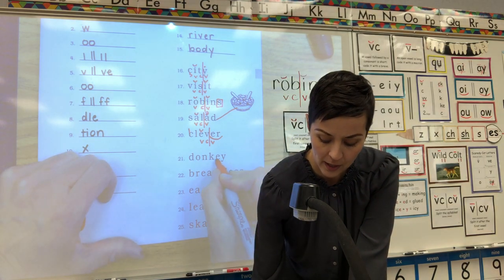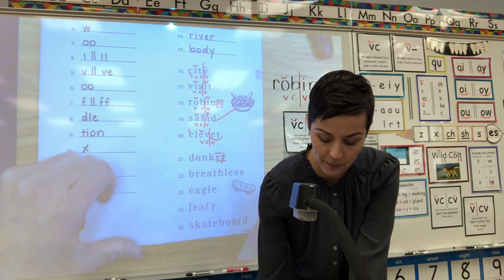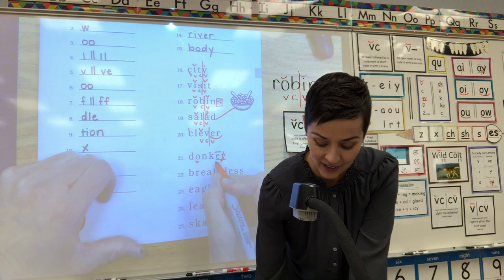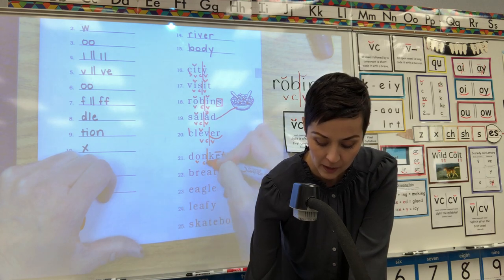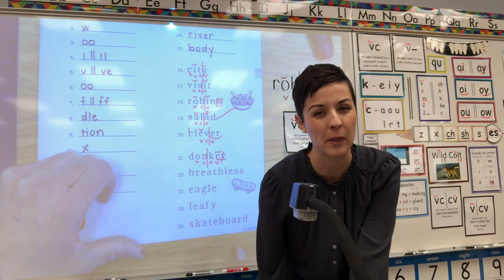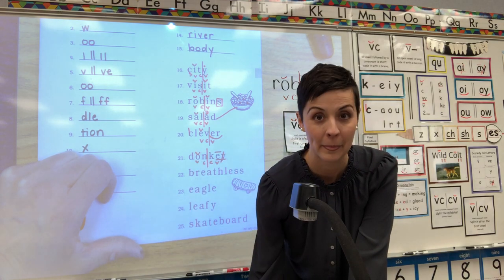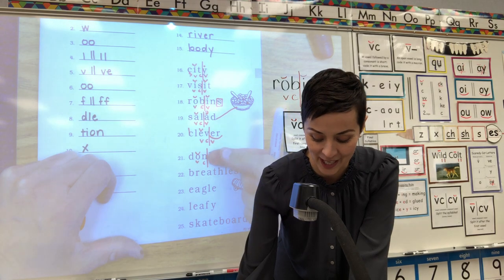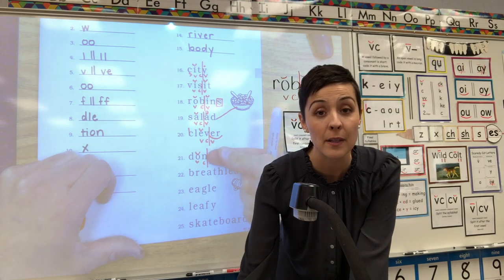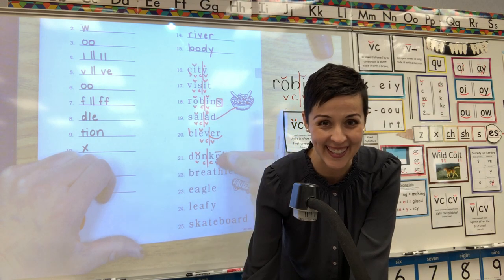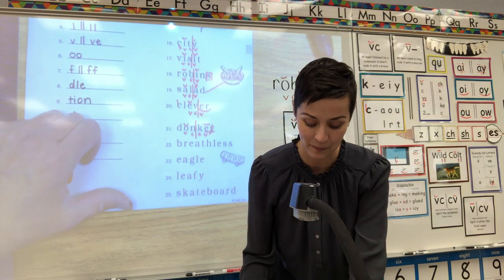21, digraph EY, underline, cross out, macron. Vowel pattern, vowel. EY is a vowel. Consonant, consonant. Split the syllables. Remember, this is where we split it between the two consonants. Breathe above the O. Can you read one syllable at a time? Starting D, get ready. Don, key, what word? Donkey, you got it, donkey.